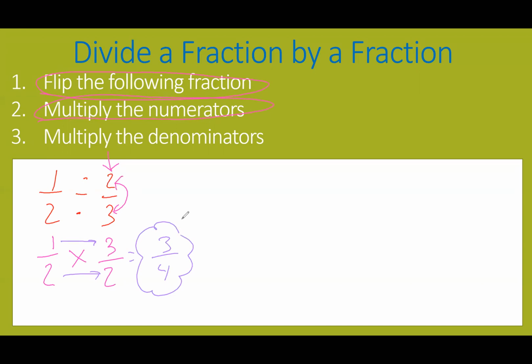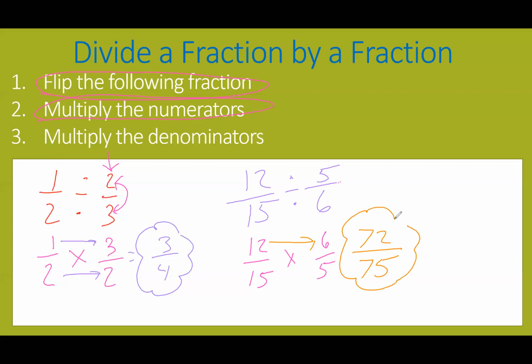Let's do another one. Let's do a challenging one. I'm going to give us 12/15 divided by 5/6. Okay, step 1, flip the following fraction. So this stays the same, but this one is going to flip into 6/5. And now I multiply the numerator and the denominator. So 12 times 6 is 72. And 15 times 5 is 75. So there is your answer.